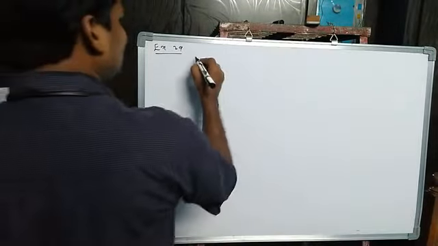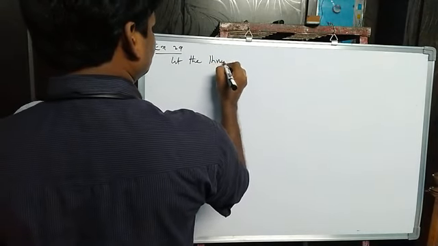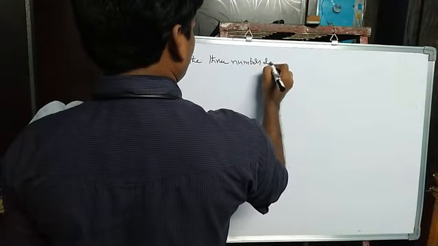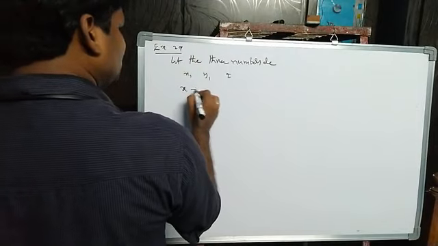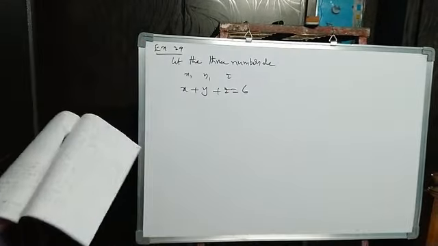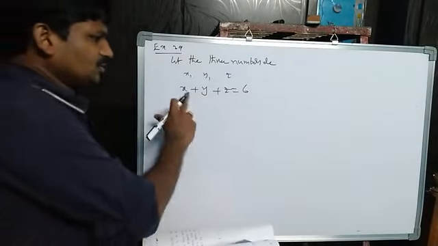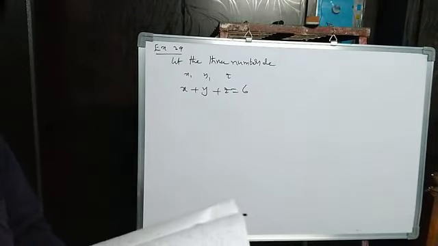So those numbers I am taking as: let the three numbers be x, y, z. First, what is given? Sum of the three numbers, x plus y plus z equal to 6, is given. So one linear equation we got. Two more are there, and to find them, some information is given here.